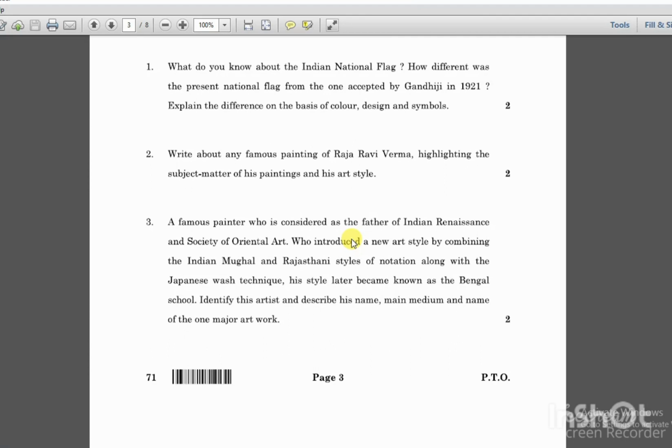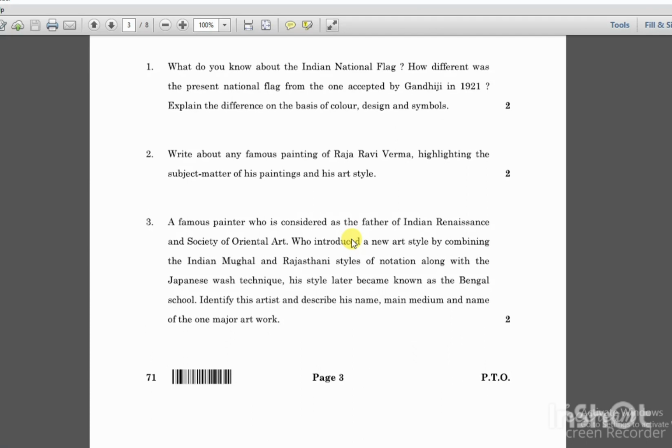Now the second question is, write about any famous painting of Raja Ravi Varma, highlighting the subject matter of his paintings and his art style. So one of the famous paintings of Raja Ravi Varma was Rama Vanquishing the Pride of the Ocean. This was made during the modern period. We could say this is a painting of modern history, and of course the painter is Raja Ravi Varma, and the medium through which he painted this was oil colors on canvas. This is presently kept in Lalit Kala Academy, which is in New Delhi.